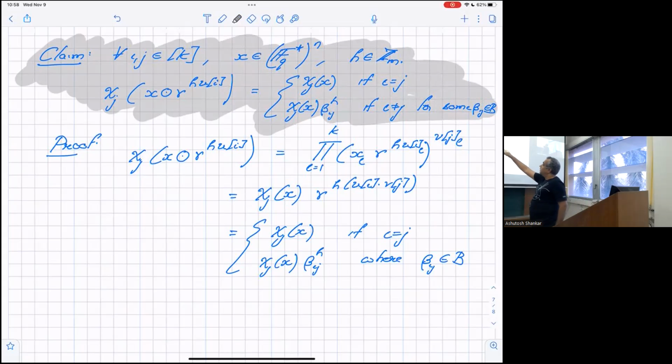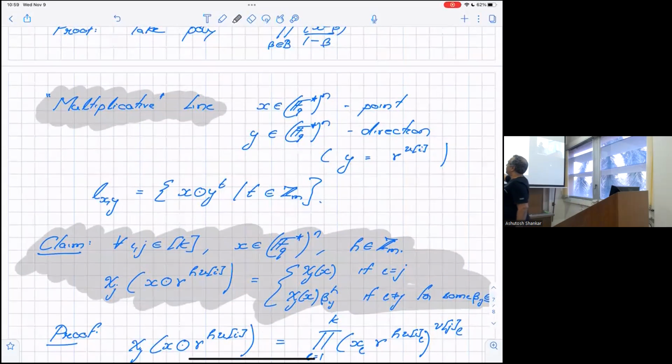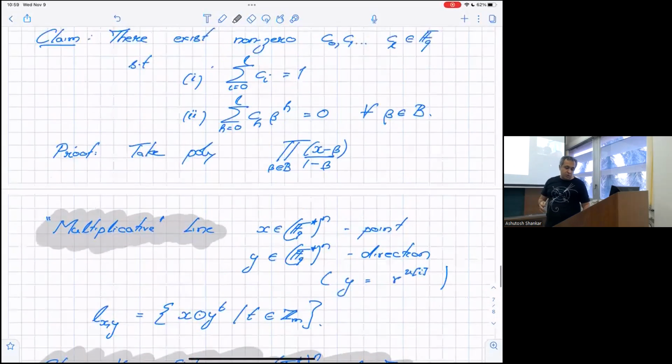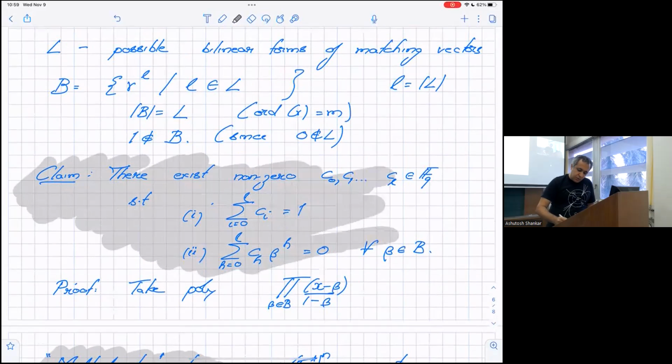Notice that χ_j, when evaluated at this point, is either χ_j(x) or this guy. So now if I take the appropriate CH linear combination of the polynomial of these guys, this will just cancel out if i is not equal to j, and only this will survive. The CH combination has this feature: if you plug in elements from B, it would vanish. Otherwise, it would not vanish.